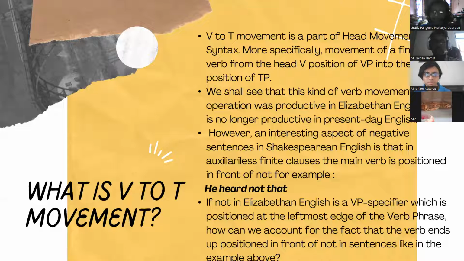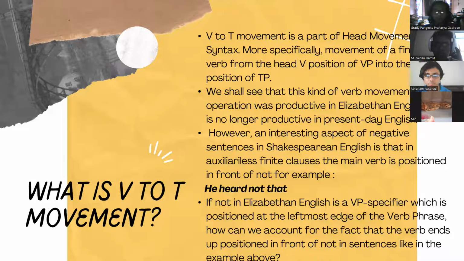We will be analyzing it with the V to T movement. So we have to know what is V to T movement. V to T movement is a part of head movements in syntax. More specifically, movement of a finite main verb from the head V position of the verb phrase into the head T position of the tense phrase. We shall see that this kind of verb movement operation was productive in Elizabethan English or Old English, but is no longer productive in present-day English.